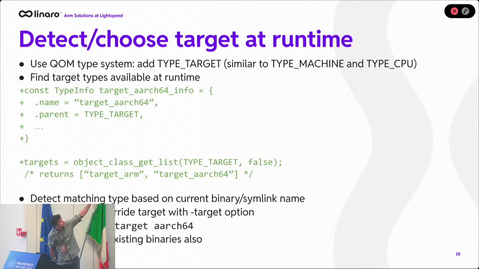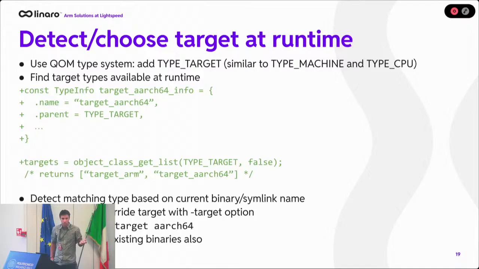As you can see in the patch part of the slide, we can easily retrieve all the targets. If only one target is available, then it's pretty unambiguous. You know what you are running. If you have several, you need to have some heuristic to detect it.